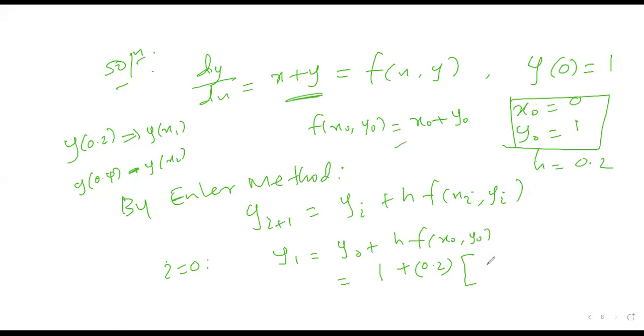So x0 is 0 and y0 is 1, so f is 0 plus 1. My answer will be 1 plus 0.2, so 1.2. It's not an approximation, so it is coming out nicely. Since it is a one-step method, it is easier than the Taylor method. So I have found my answer for y1, which is equal to 1.2. Okay, so we have to find this part.